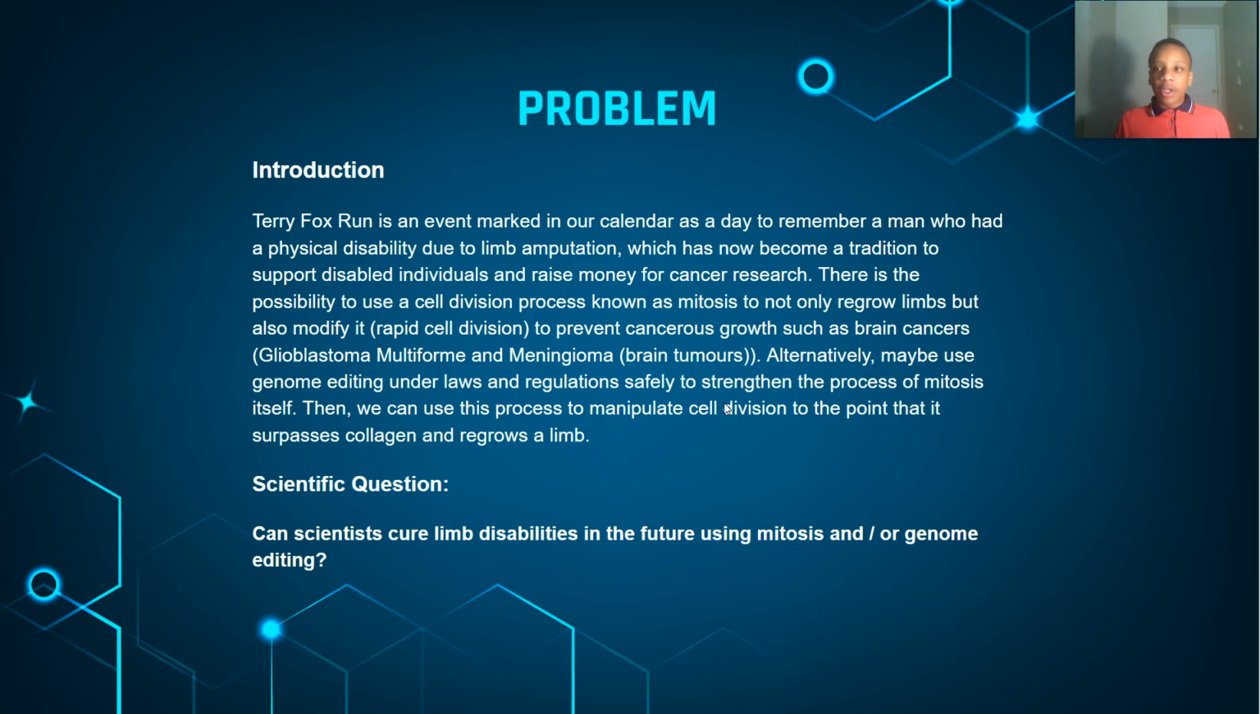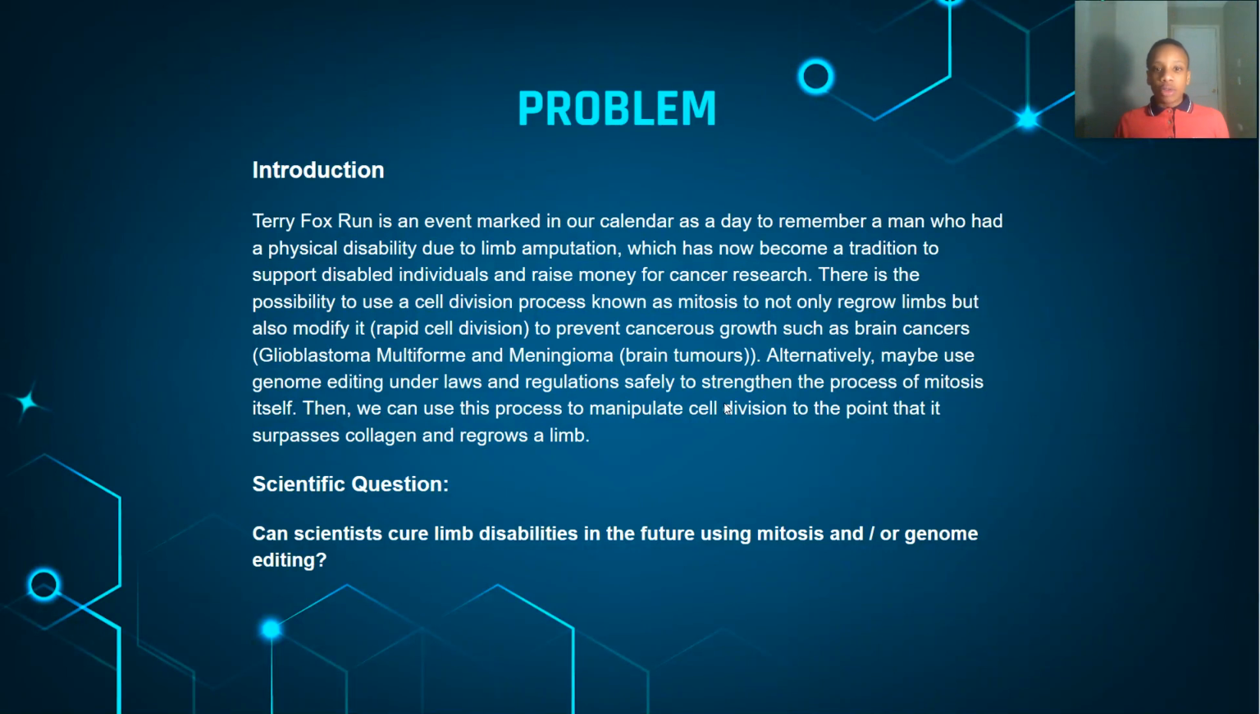My problem definition is that I wonder if maybe we can use mitosis or genome editing, under laws and regulations, to help those who have experienced limb amputation. Mitosis is a cell division process, and uncontrolled mitosis can lead to cancer, but it may be the key to regrowing a limb. Genome editing is another possibility.